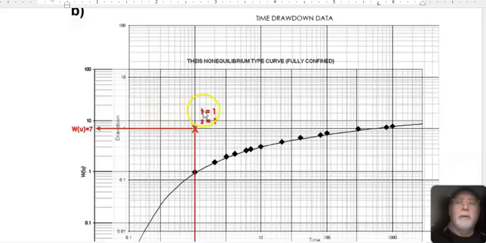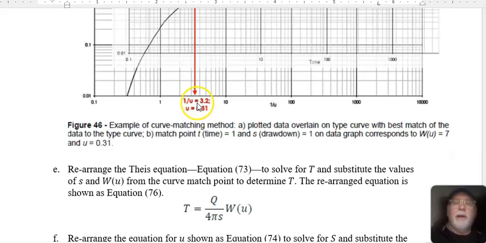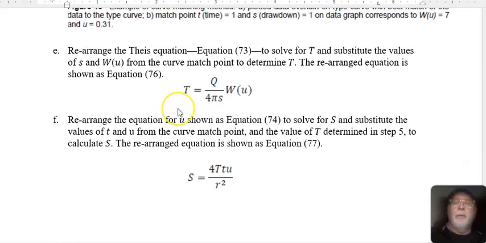And then the W of U is about 7, and the drawdown is about, well, right at 1. We put it on that there. So we match up those points, and then we plug our numbers in. We have the flow rate. We pulled our W of U off our match point. We have the drawdown we pulled off of that match point too. So we calculate the transmissivity with that.